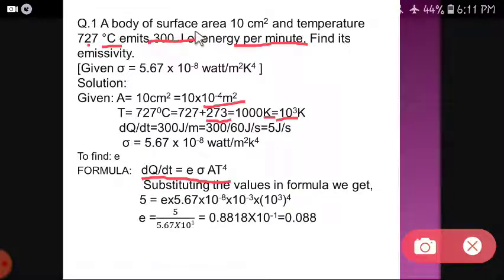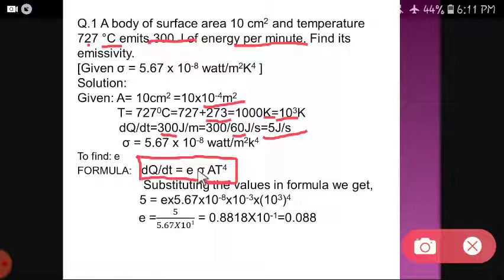So dQ by dt is given as 300 joule per minute. But the unit should be joule per second, right? To convert from joule per minute to joule per second, we have to divide this 300 by 60 seconds. By dividing 300 by 60 we get 5 joule per second. So this is dQ by dt, and then sigma is given, which is a constant term. All right, by using the formula dQ by dt is equal to E sigma A T raised to 4.